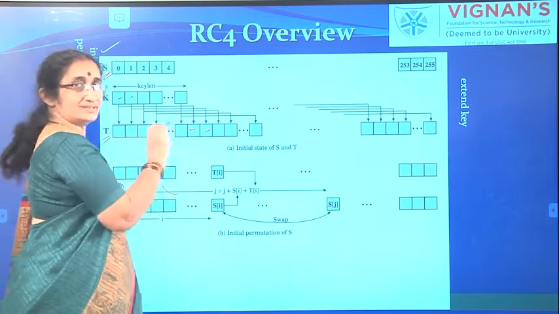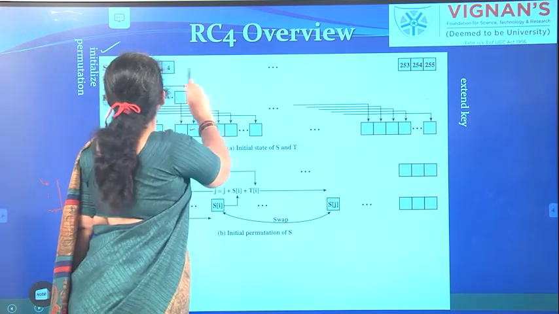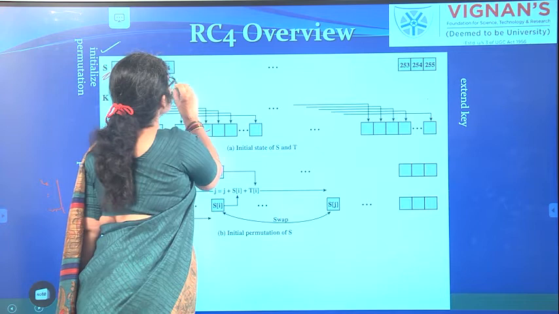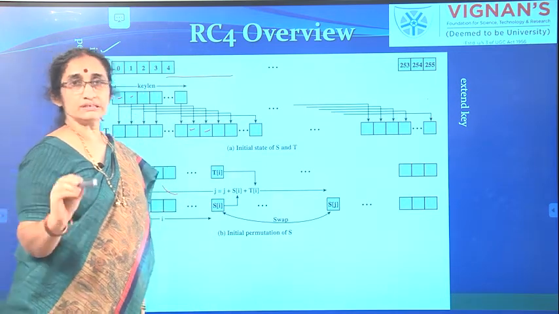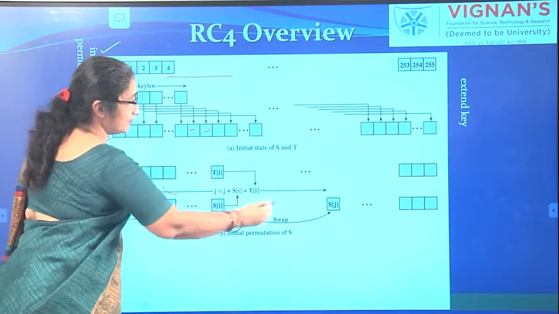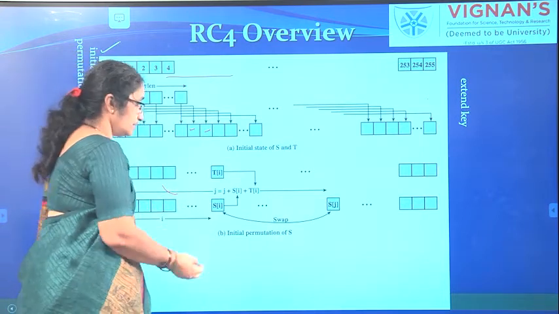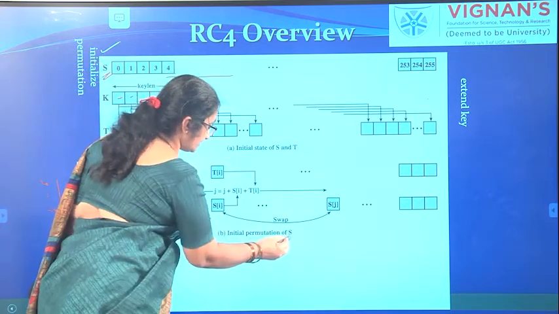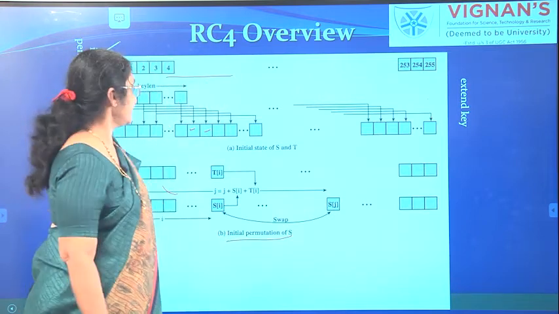So, after that, in the third step, you have to permute the state array. Here we are permuting the elements in the state array, and that is nothing but the initial permutation of the state array.